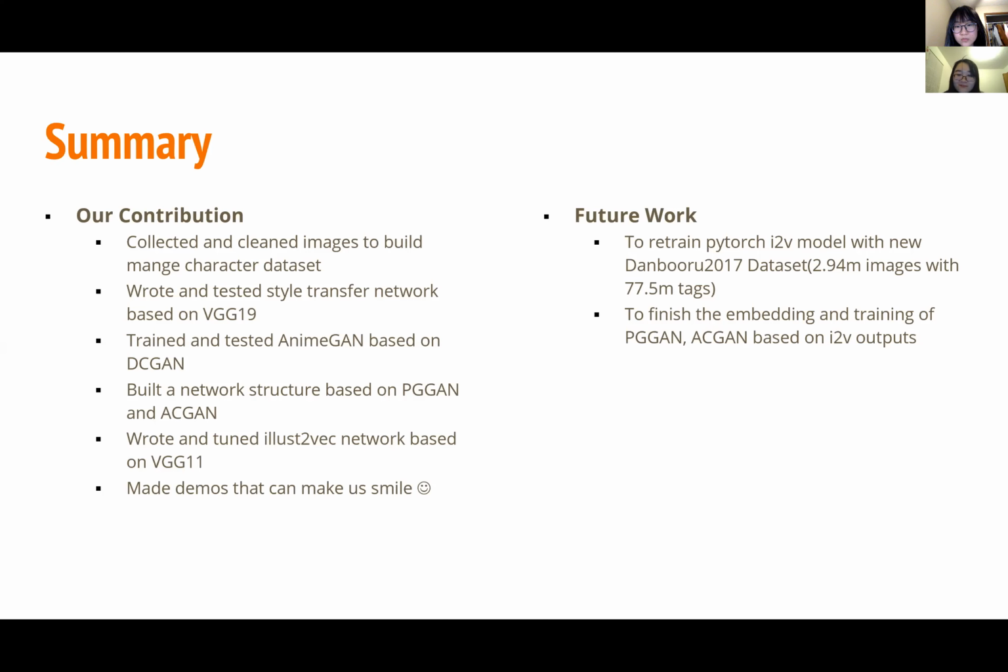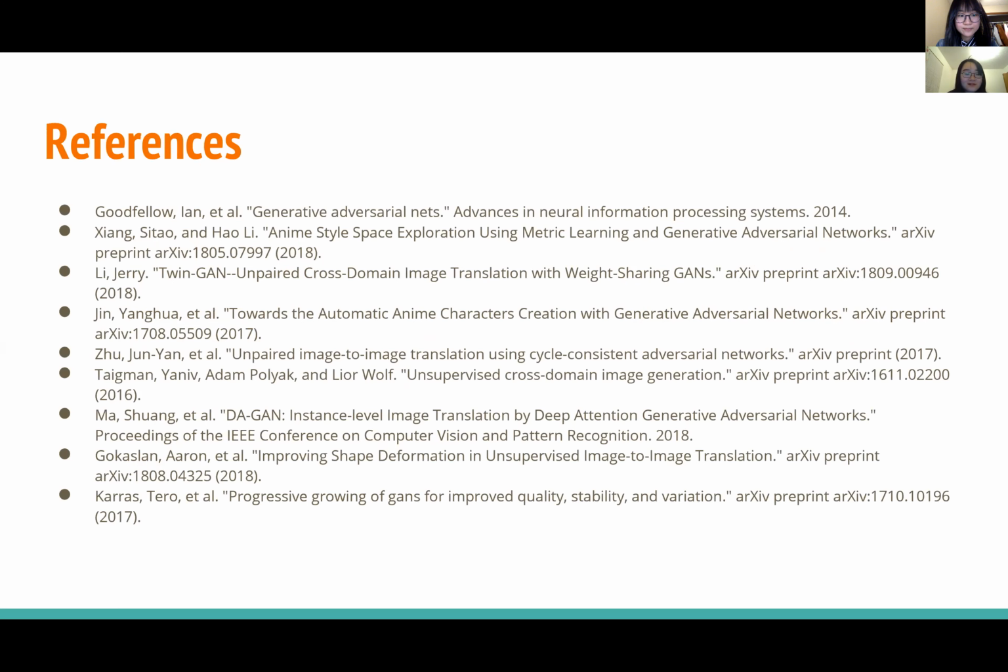In the future, we need to retrain the VGG I2V model with the new Danbooru 2017 dataset, which includes more images with more tags. And we also need to finish the embedding and training of the PGGAN and ACGAN based on I2V outputs. Okay, here are our references.